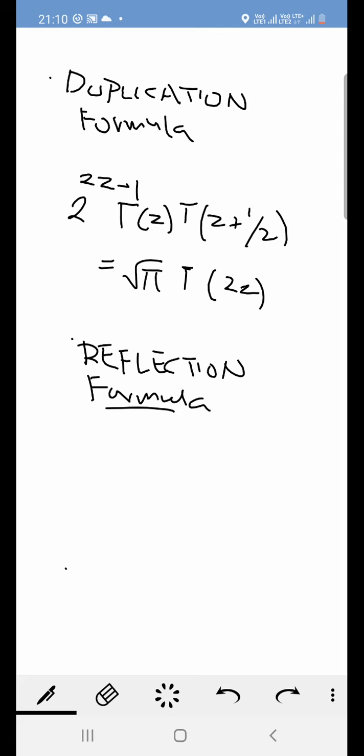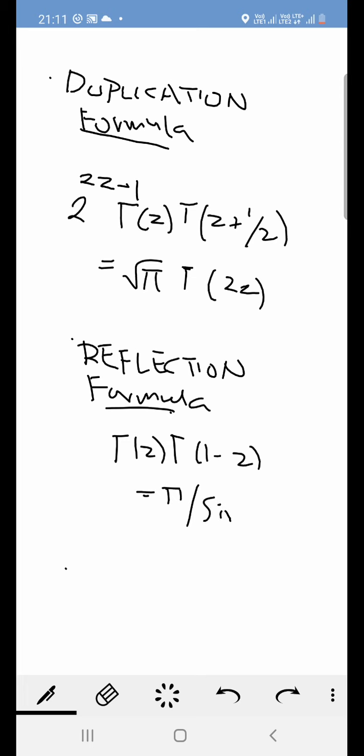So according to the reflection formula, gamma z into gamma 1 minus z is equal to pi by sine pi z.